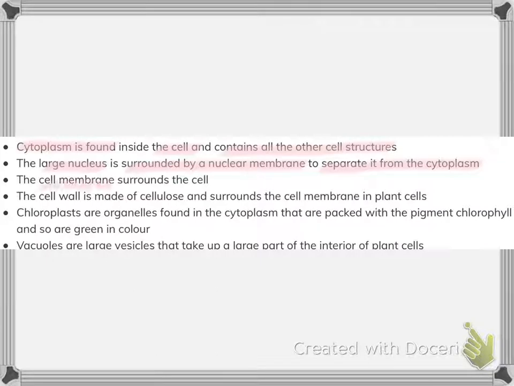And then the cell membrane surrounds the cell, and the cell wall is always made from cellulose, and it surrounds the cell membrane in plant cells. And chloroplasts are organelles found in the cytoplasm that are packed with the pigment chlorophyll, and thus they are green in color. So now if you want to differentiate between an animal cell and a plant cell, you can remember that a plant cell includes a chloroplast, and chloroplast includes a pigment called chlorophyll.